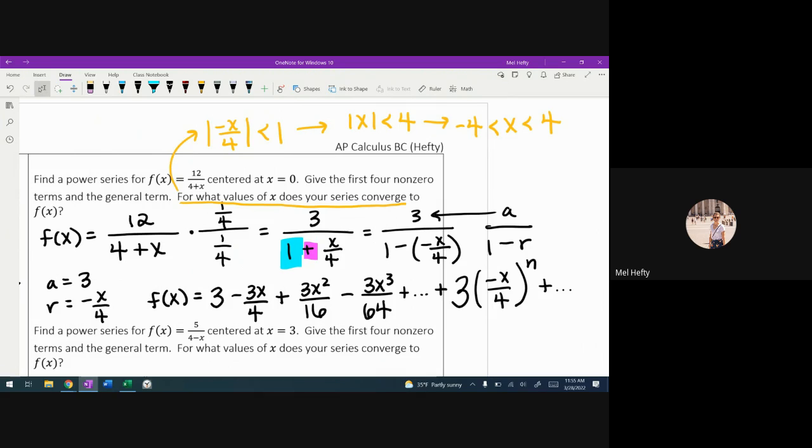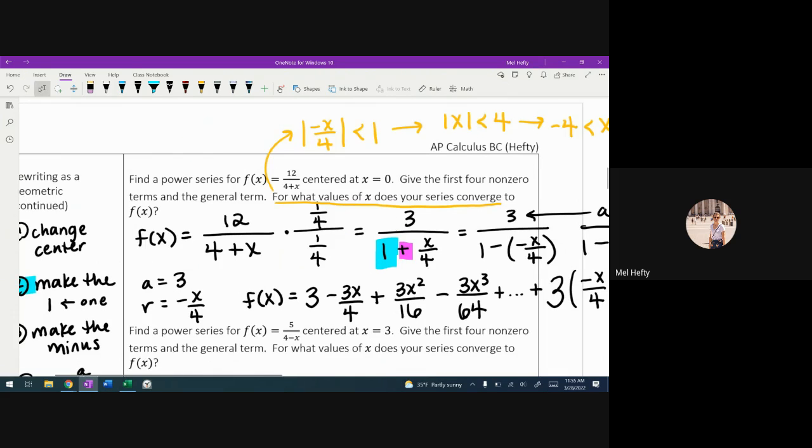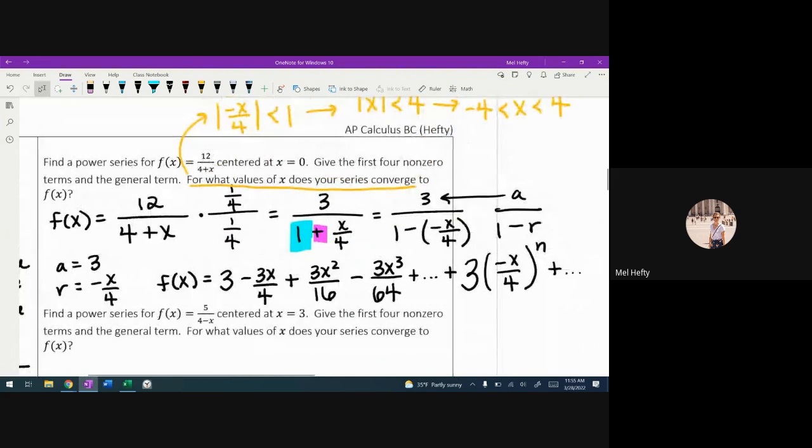All right, so what I want to focus on now is the process we did right here in the actual writing. We're going to take a rational function and try to make it look like the sum of a geometric series: a number over 1 minus our stuff with our center going. Last time, we didn't have to change the center because this one was centered at 0, so I could just isolate the X by itself.